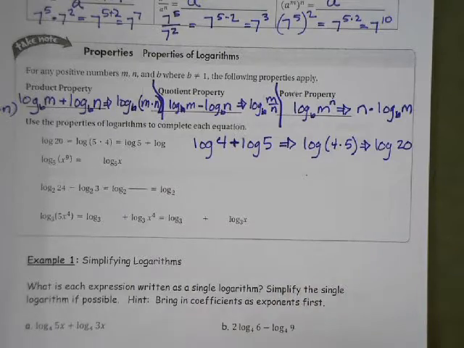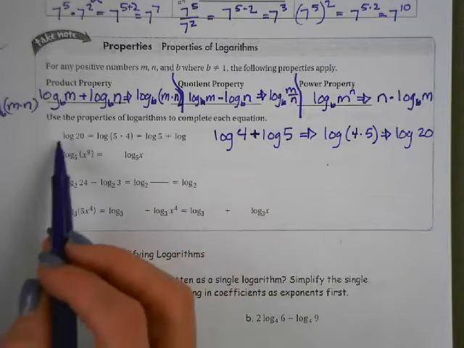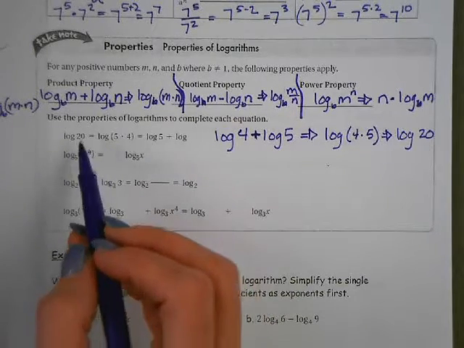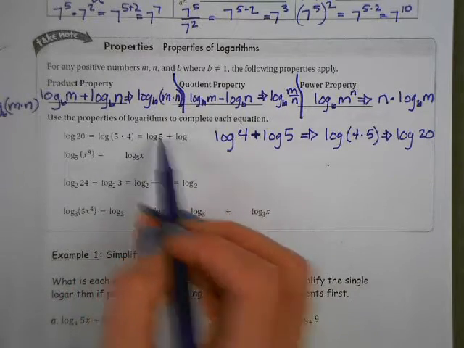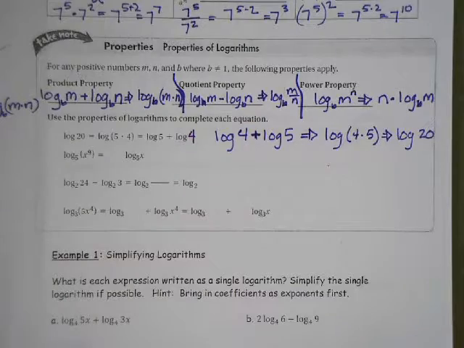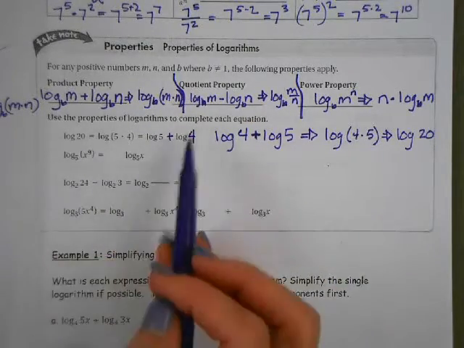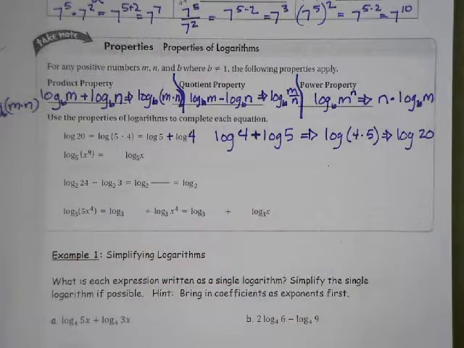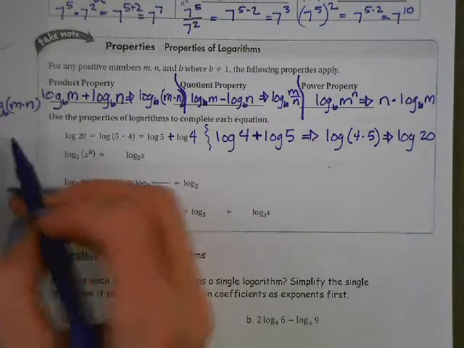Over here, they're showing it from the simplified to the expanded. So they're saying log of 20 equals what? Well, you can take 20 and break it out into 4 times 5. And that would be the same thing as log 5 plus log of 4. So you can go from the simplified to the expanded, or the expanded to the simplified. Does it have to be 1 and 4, or could it be like 2 and 10? It doesn't matter. Either one's fine. Okay. So that is the product.